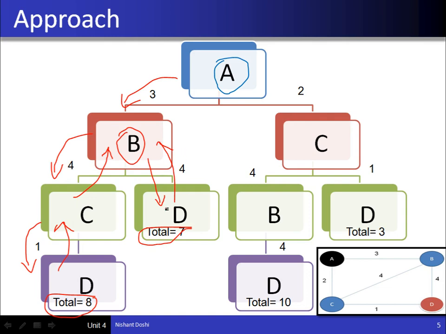Once at B, we will check out other than C and D, is there any unexplored child of B yet? No, there is no child. We will come to A. Now after A we will explore another child of A, that is C. A to C, that is there. Again from C to B and B to D we will try to explore. We will get the answer, total 10, that is the path.